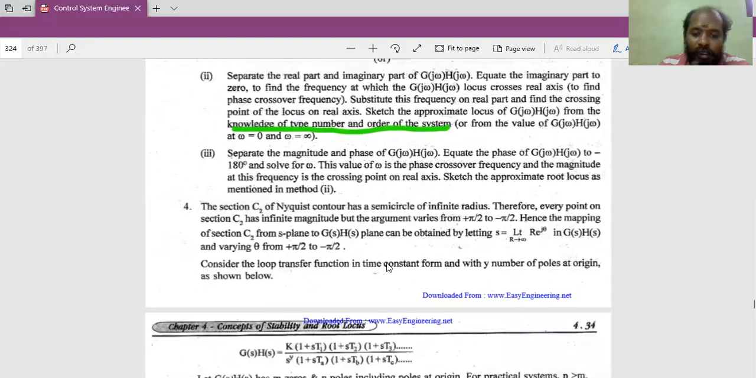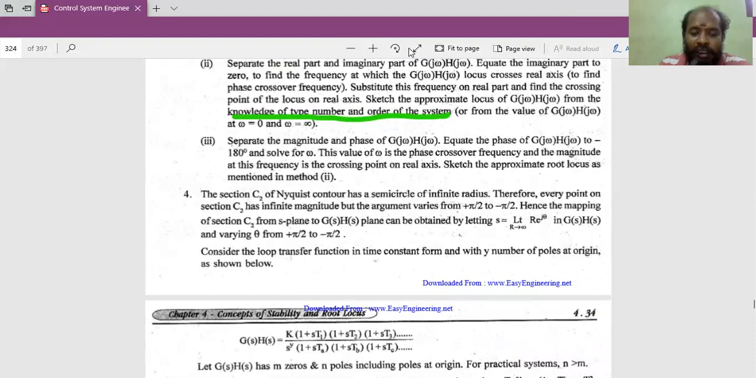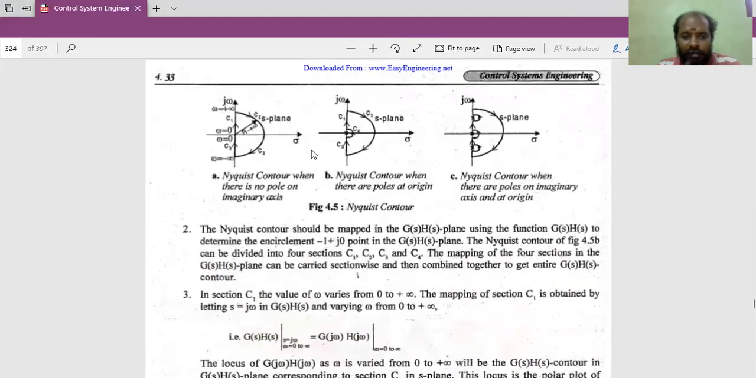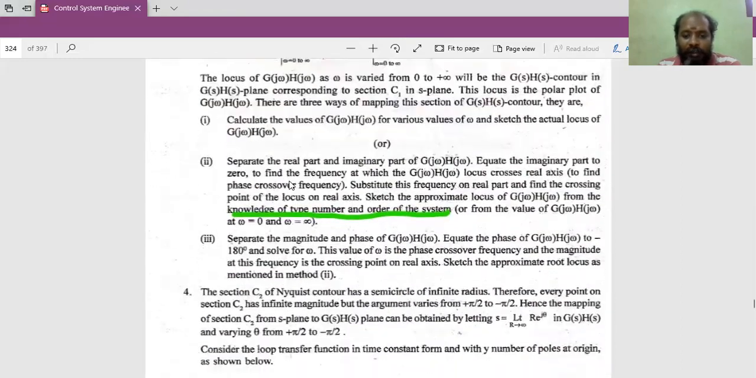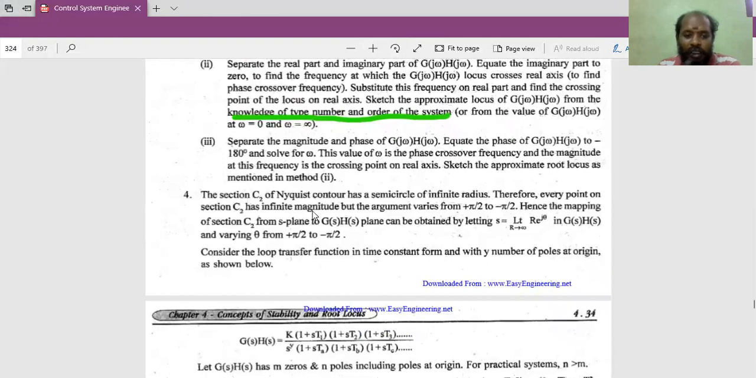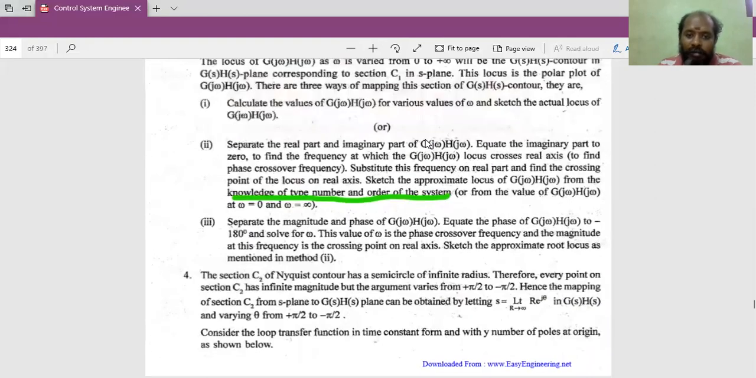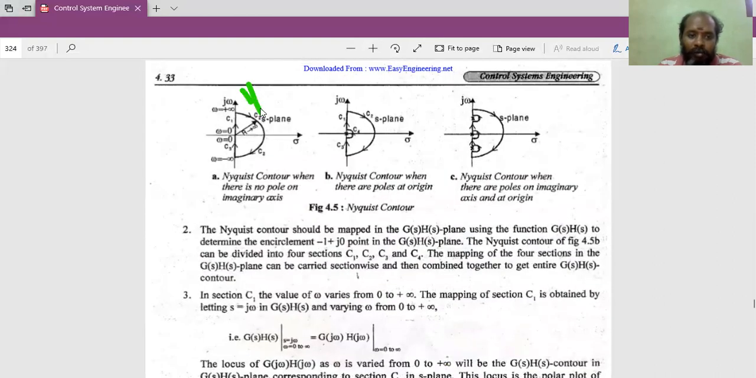Okay. Then for C1, and the same for C3, depending upon the contour taken, omega varies from 0 to infinity. For C2, how to go for it? We say here C2 has radius infinity. Therefore every point on C2 has infinite magnitude, but the argument varies from minus pi by 2 to plus pi by 2. You can see that this is pi by 2, 90 degrees, and this is minus pi by 2. So it is varying from pi by 2 to minus pi by 2.